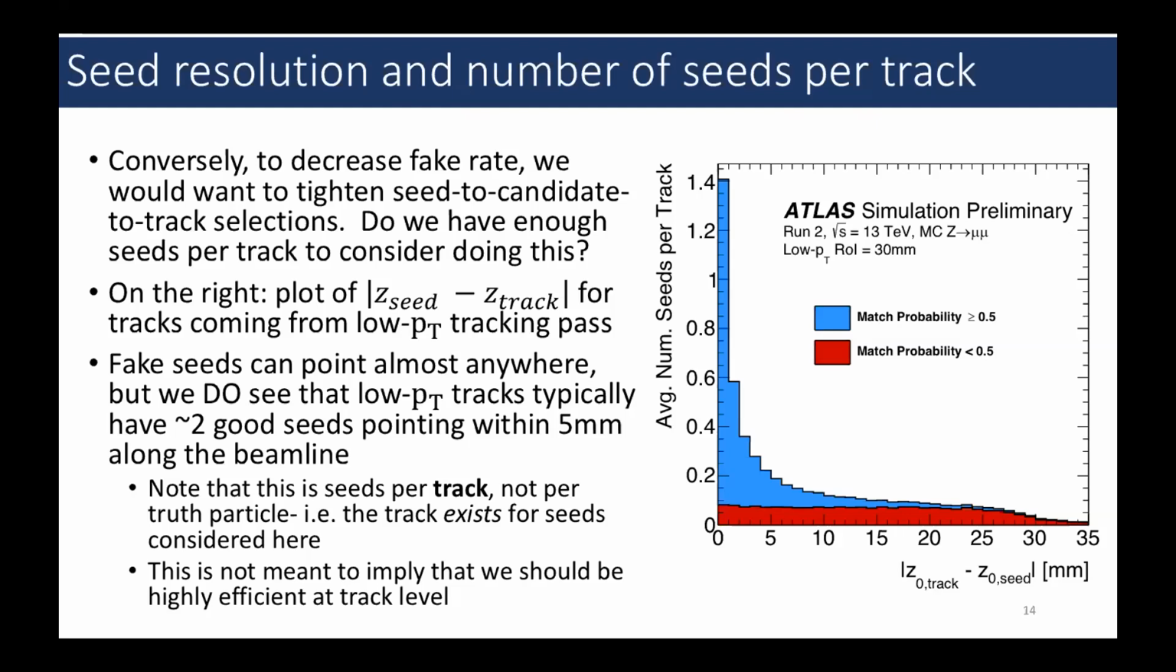So on the right-hand side, for tracks that end up getting selected, we have a plot of the difference in the longitudinal position of the seeds that get linked to the track versus the longitudinal position of the track itself, for those coming from the low PT tracking pass, of course. So we see here that fake seeds that end up getting linked to the track can typically point almost anywhere. This is expected because the fake seeds are just random combinations of hits. But we do see that low PT tracks typically have around 2 good seeds pointing within 5 millimeters of them along the beamline.